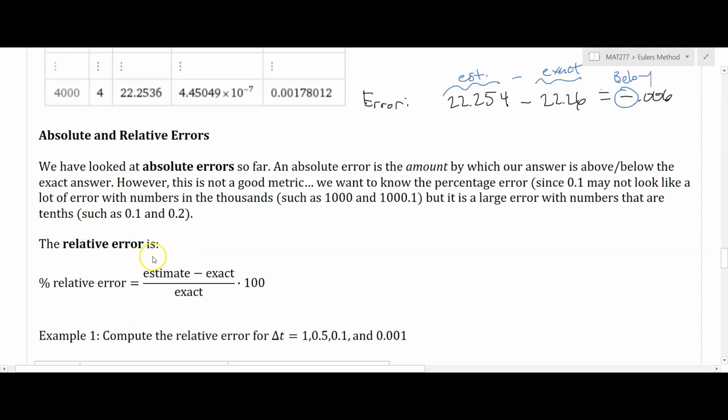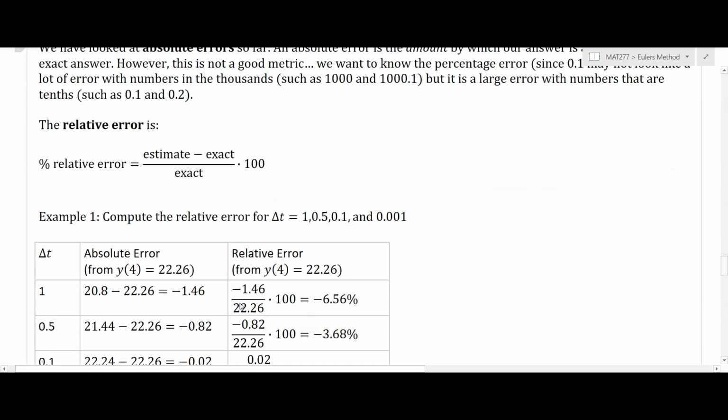So to get the relative error, notice that we still calculate the difference between the values. That is our estimate minus our exact, just like we did here. But then we take that error and divide it by where we should be, and multiply it by 100 to get a percentage. This will just give us a decimal, but multiplying by 100 will convert it to a percent. And we'll be able to see by what percentage we are under or over.